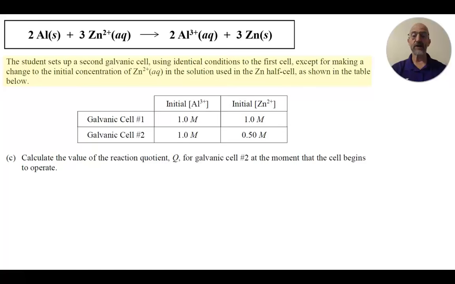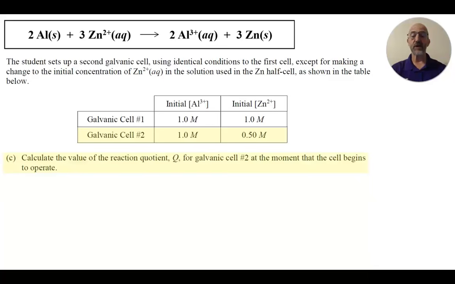So galvanic cell number 1, standard conditions, concentration of each ion is 1 molar. So Q, the reaction quotient, would equal 1 for galvanic cell number 1. But for galvanic cell number 2, where the concentration of the zinc has changed from 1 molar to 0.5 molar, the value of Q is not going to equal 1. So part C of this question says, calculate the value of the reaction quotient Q for galvanic cell number 2 at the moment that the cell begins to operate.